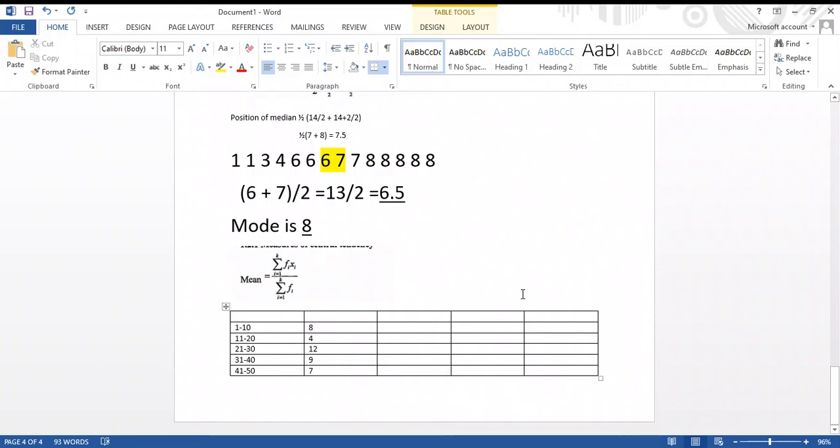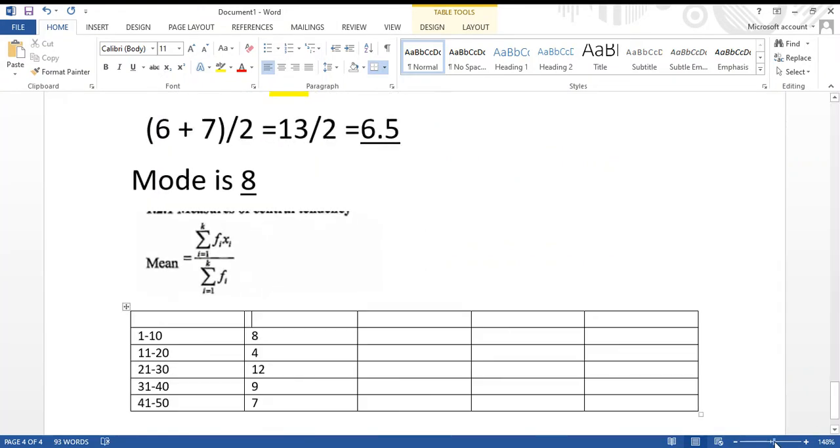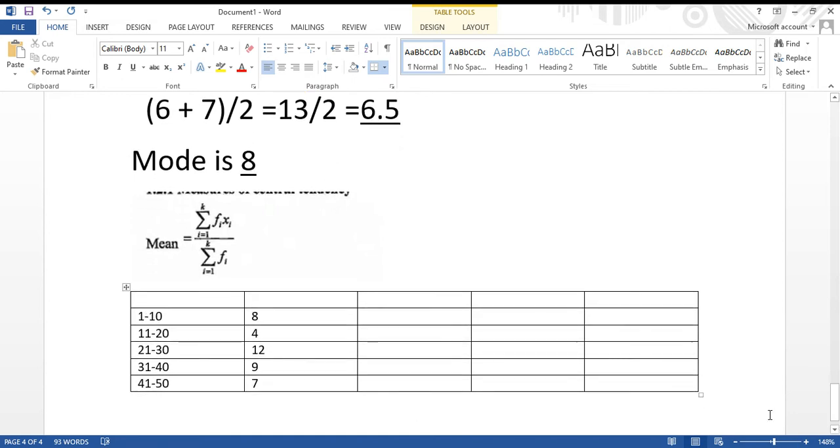All right, so we are looking at finding the mean of grouped data. Let me just zoom into the table. We've got data, and we've arranged our data into classes. This next column here represents the frequency.